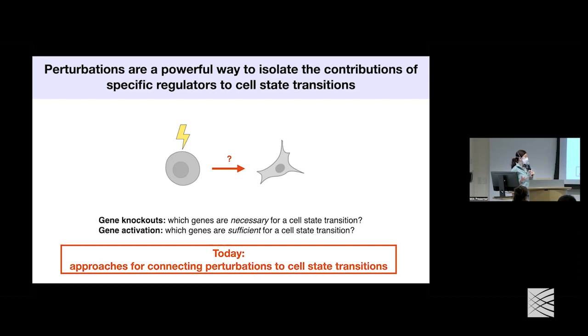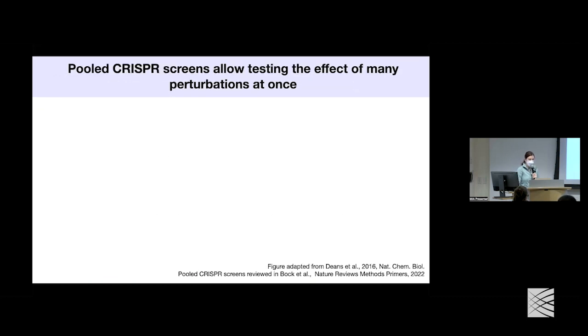And so today we're going to talk about computational approaches for connecting different types of perturbations to the cell state transitions that they induce. And to do that, let's talk a little bit about the experimental ways in which we can do many perturbations on a large scale. We can do that using pooled CRISPR screens.